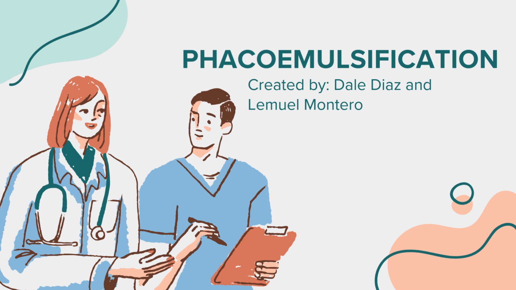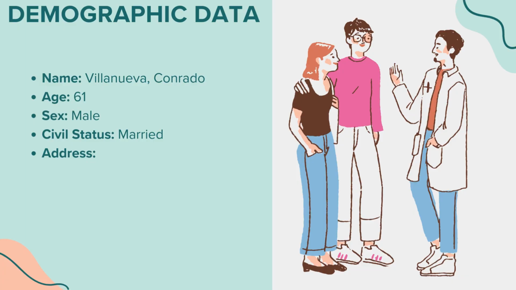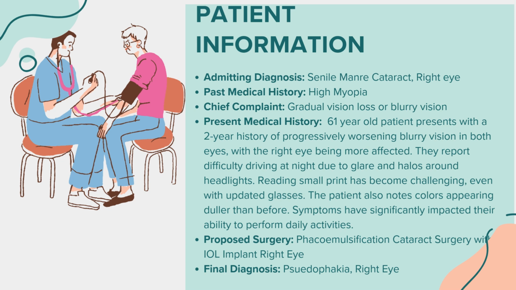So our topic is phacoemulsification. The demographic data: the name is Villanueva Conrado, age 61, male, married. As for the patient information, the admitting diagnosis is senile mature cataract, right eye. As for the past medical history, high myopia, with chief complaint of gradual vision loss or blurry vision.